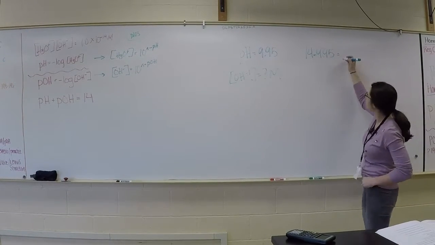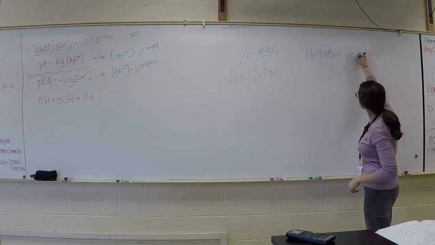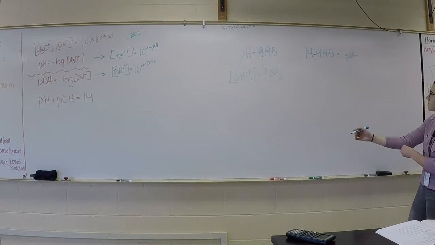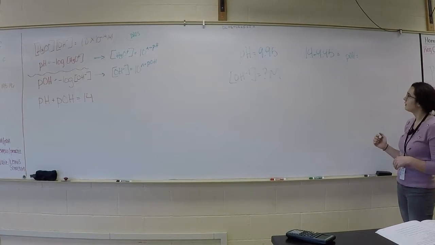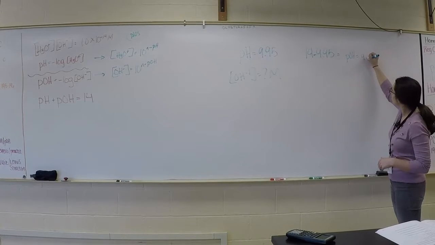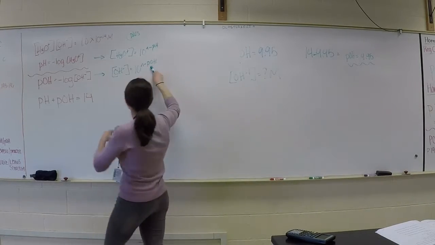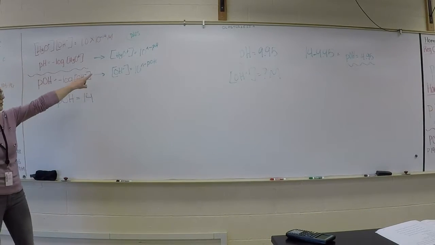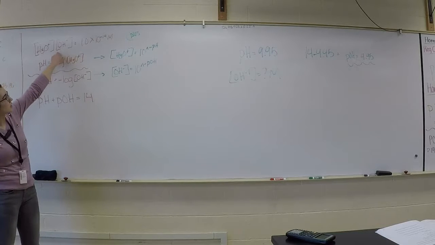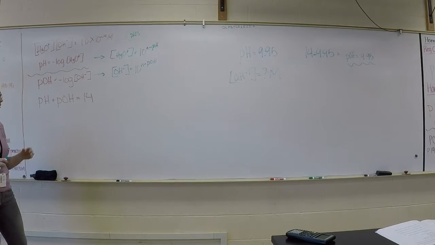So what is our pOH? What's 14 minus 9.95? 4.05. Sweet. So now we can plug that into here, and we can just go straight to our OH negative. We don't have to worry about getting hydronium and then plugging it into here, even though you would still get the same answer.